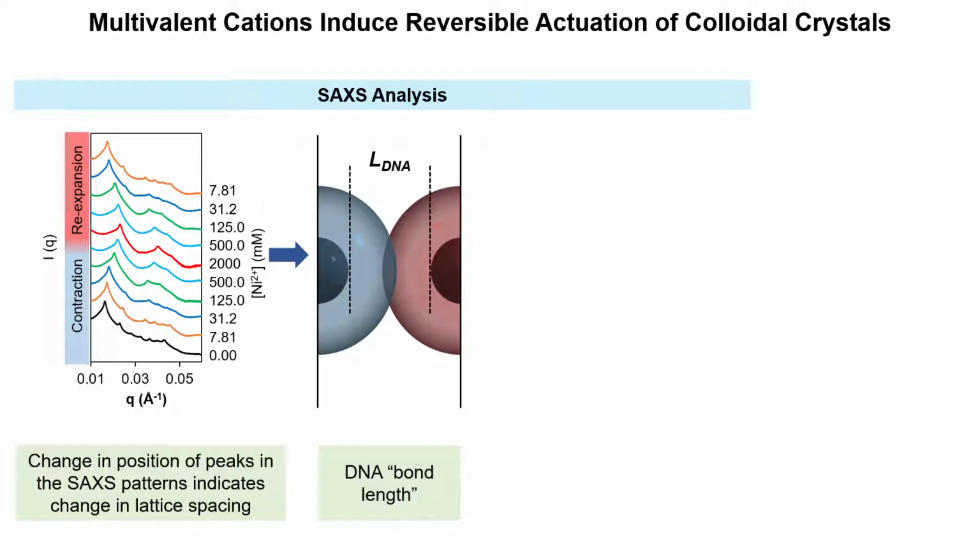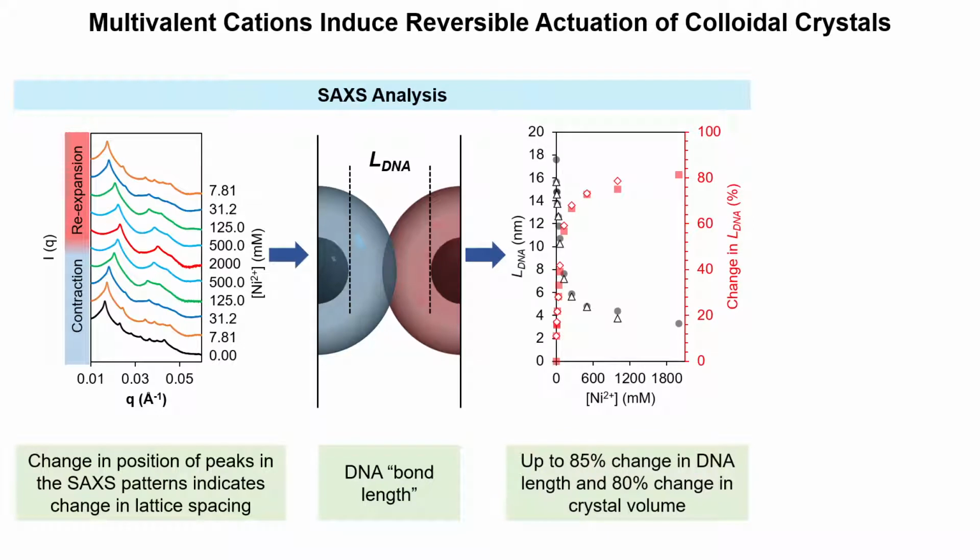From this data, we can calculate the surface-to-surface distance between the nanoparticles, which is what we refer to as the DNA bond length. And then we plot this DNA bond length versus increasing concentrations of nickel. What we observe from this data is that the DNA undergoes a significant change in length. In our experiments, we found that we can obtain up to 85% change in the length of the DNA and up to 80% change in the volume of the crystal. And these changes are completely reversible. When we remove these metal ions, we see that the crystals go back to their original state.